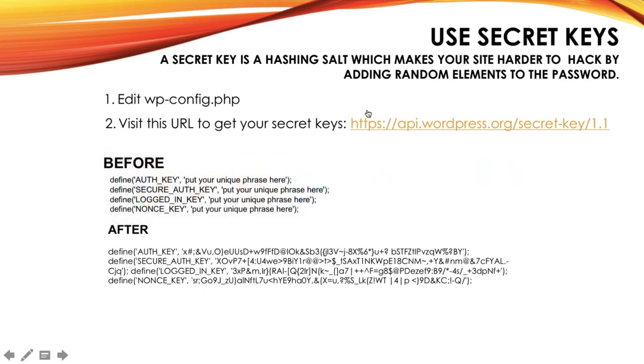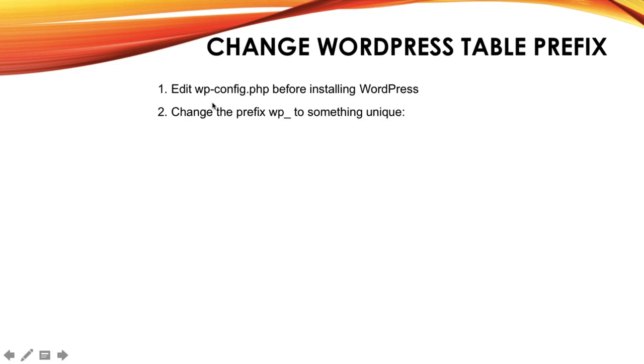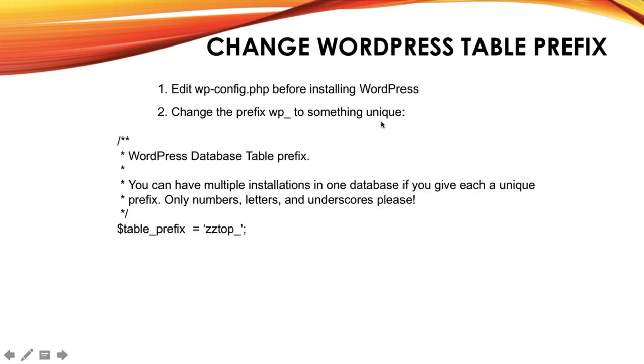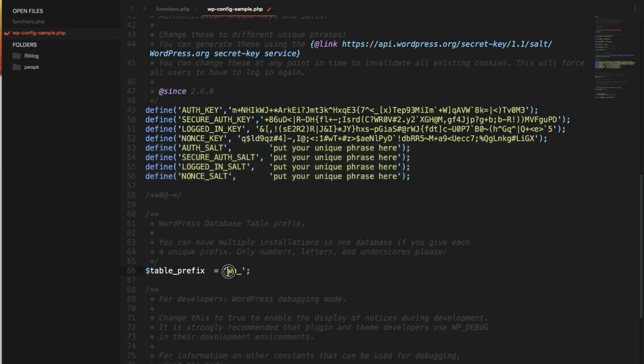So let's move next. Change WordPress table prefix. When you install WordPress, you can change the prefix WP to something unique. So the WordPress database table prefix, you can change it. Like if you go to your WP-config, this is the default table prefix, WP underscore. While installing on some cPanel or some one-click installation, they do it automatically, they change it. That is a good thing.